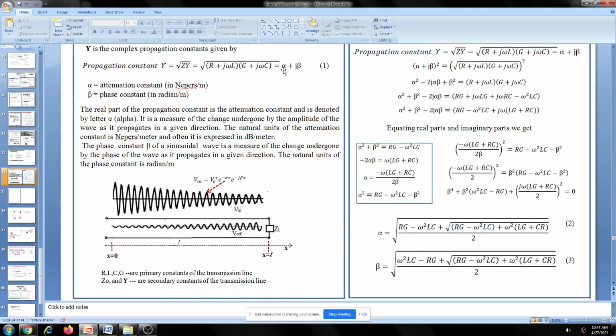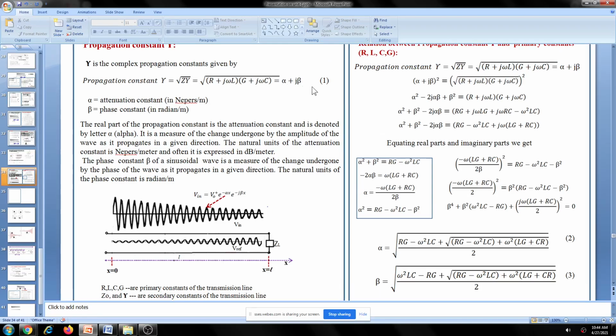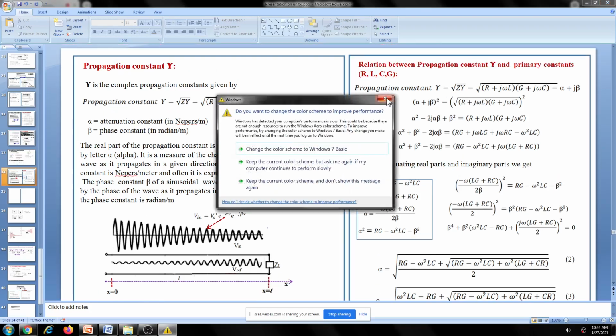So that is the propagation constant. It consists of alpha and beta, the attenuation constant and the phase constant. They are very important, as we know here, because we should know them, because it is a load here, as in the application.